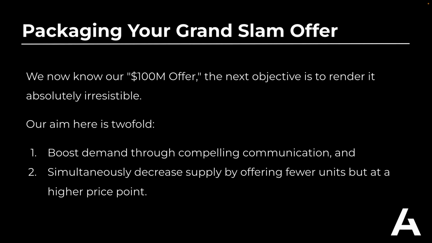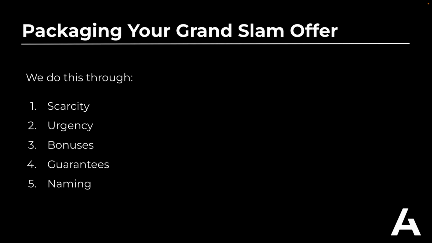We now know our $100 million offer. The next objective is to render it absolutely irresistible. Our aim here is twofold. Number one, boost demand through compelling communication. And number two, simultaneously decrease supply by offering fewer units but at a higher price point. We do this through 1, scarcity, 2, urgency, 3, bonuses, 4, guarantees, and 5, naming. Let's get into that in more detail.